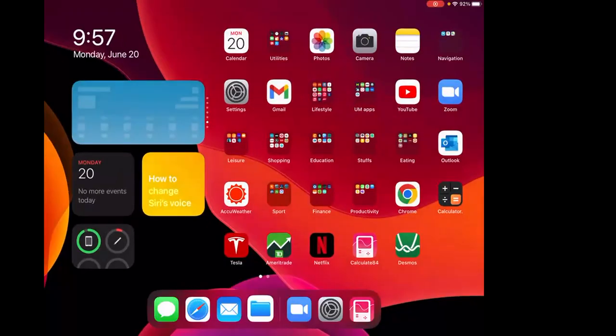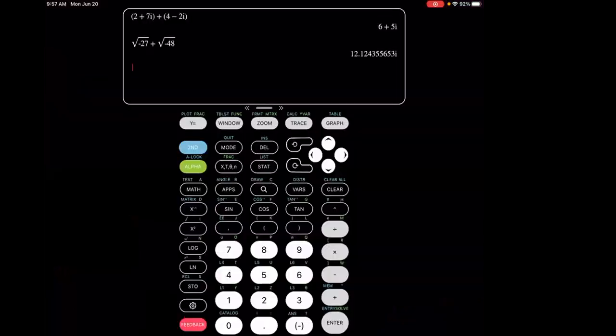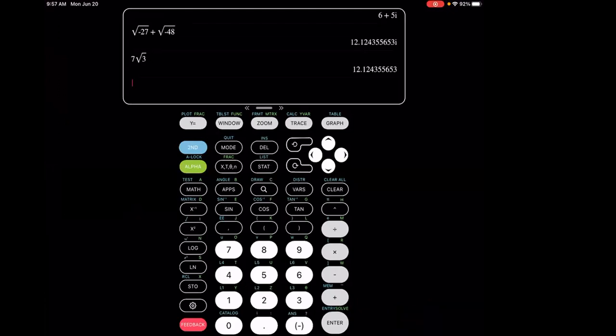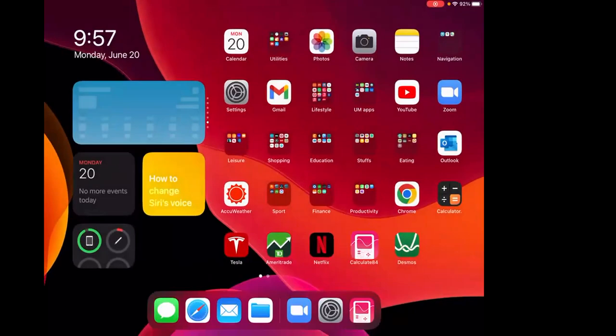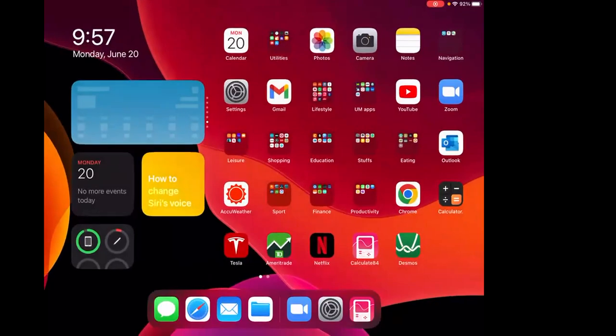So your answer must be what? If you say 7 square root of 3, it should be 12.1243, etc. Right? So you know that you got the right answer. They need to fix this. They need to turn it into a. Okay.